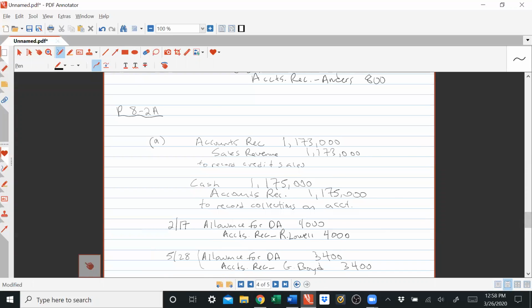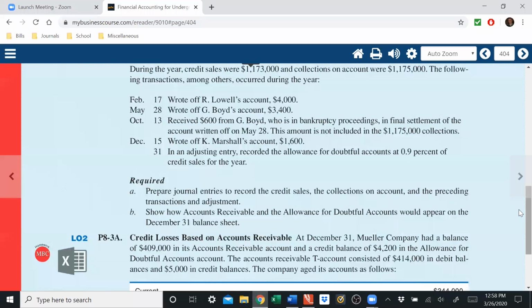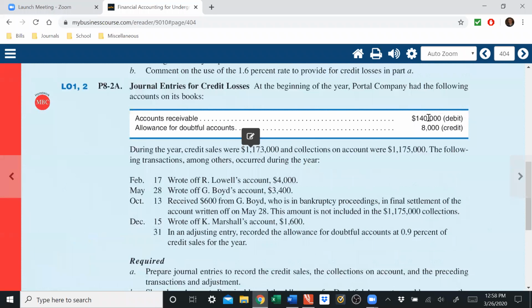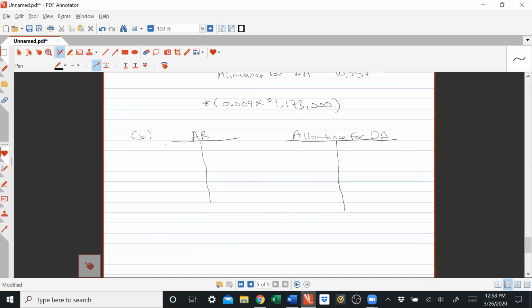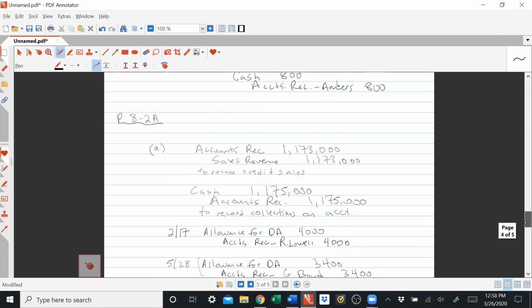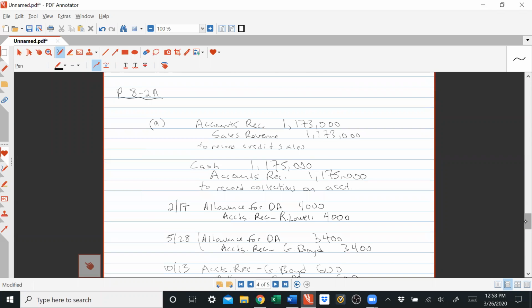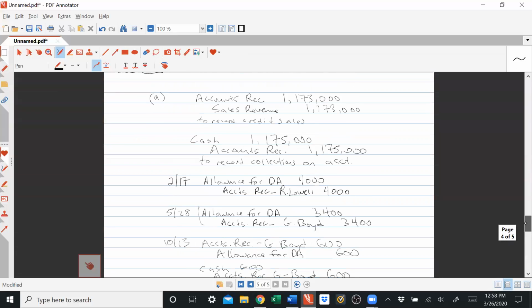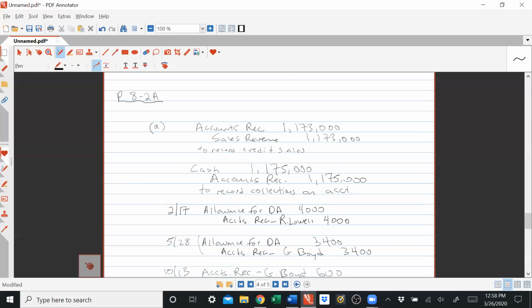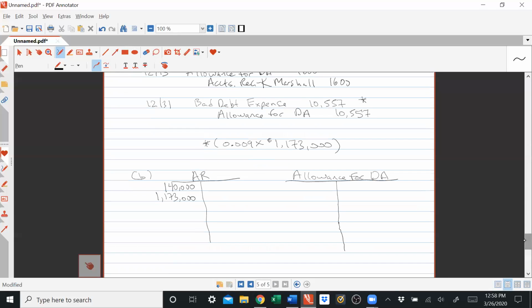So let's see, what was the starting balance in accounts receivable? I believe it gave that to us right here, 140,000 starting balance. And then all this stuff happened. So what's the ending balance in accounts receivable? Well, let's see. In this first journal entry, we debited accounts receivable for 1.173 million. So let's go do that in the T account. And then in this second entry here, we credited accounts receivable for the collections, 1.175 million.